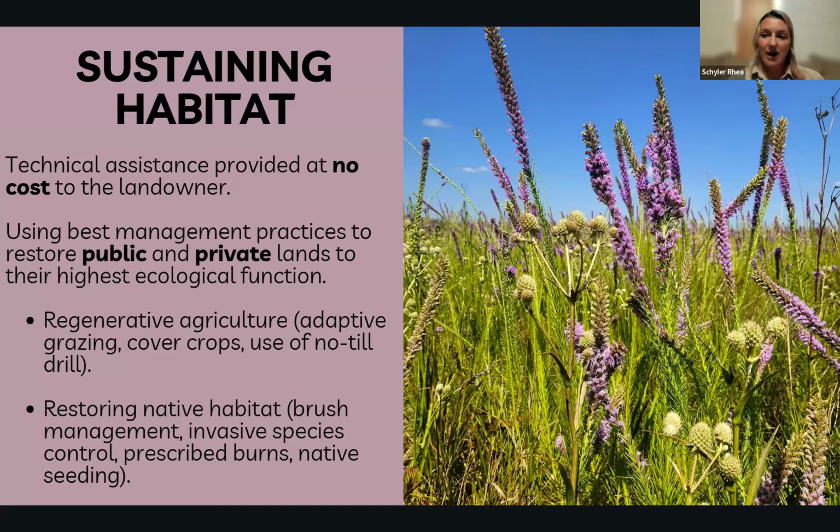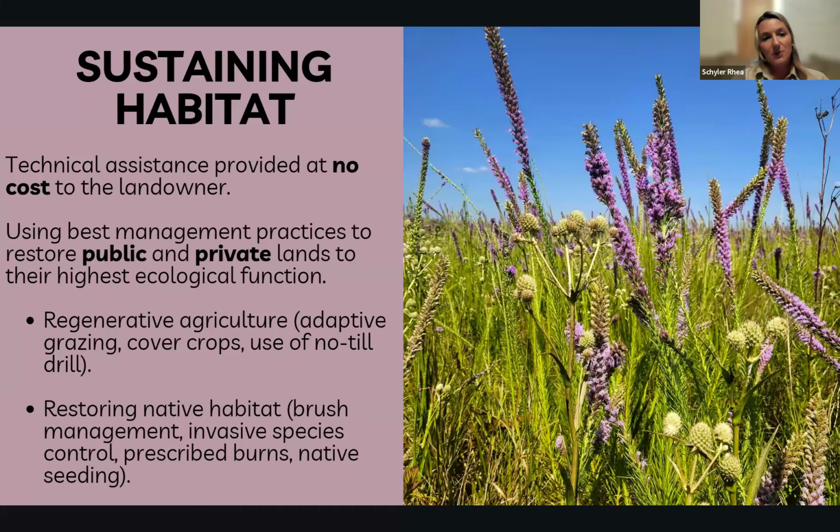Some of the strategies that we use for that include adaptive grazing plans. Overgrazing tends to be a large issue throughout Texas and I'm sure other areas of North America. We apply cover crops. Cover crops have been an effective method to actually help improve soil health. And then we use a no-till drill.